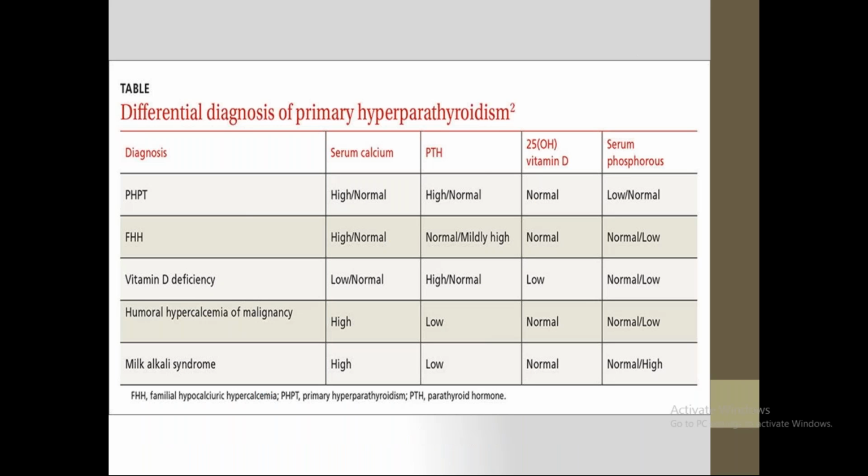This is again a brief review. Hyperparathyroidism, okay, what are the things you take into consideration? One is primary hyperparathyroidism, familial hypocalciuric hypercalcemia, vitamin D deficiency, humoral hypercalcemia of malignancy, and milk alkali syndrome. There are two more conditions which can cause hypercalcemia.